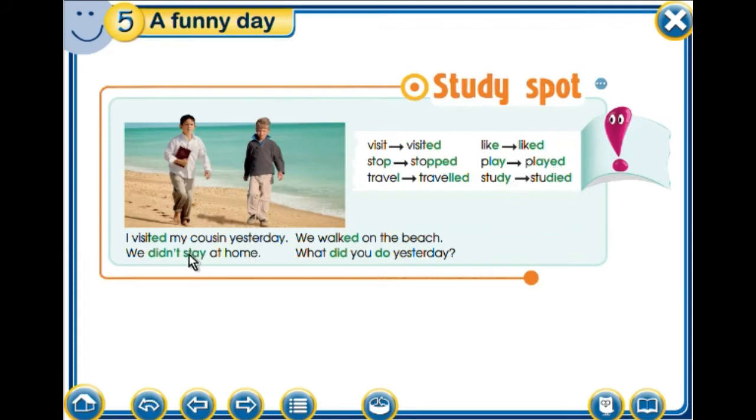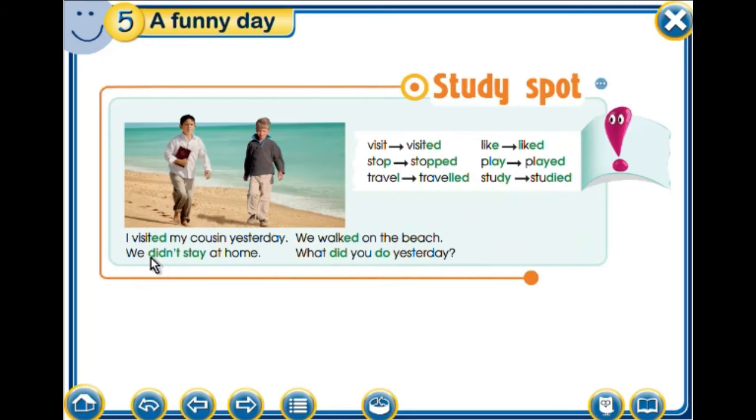Okay, so here we have some examples in sentences. I visited my cousin yesterday. We walked on the beach. We didn't stay at home. We didn't. So this is the negative.